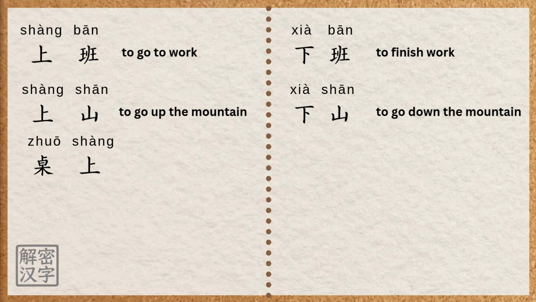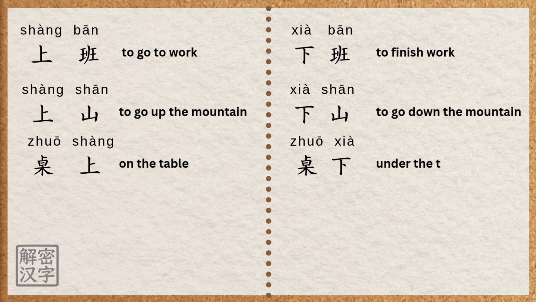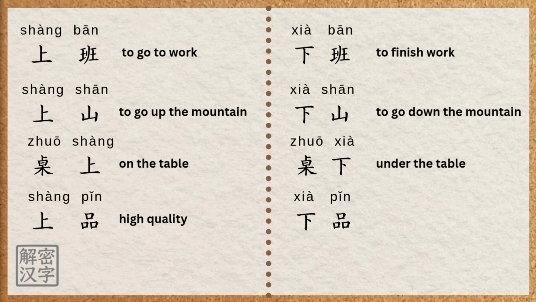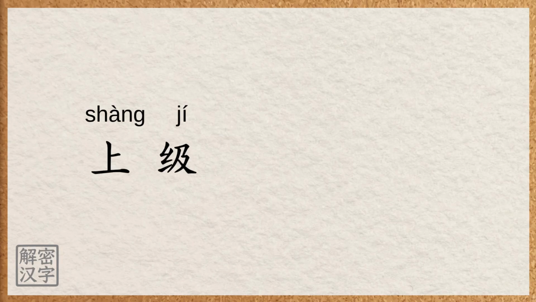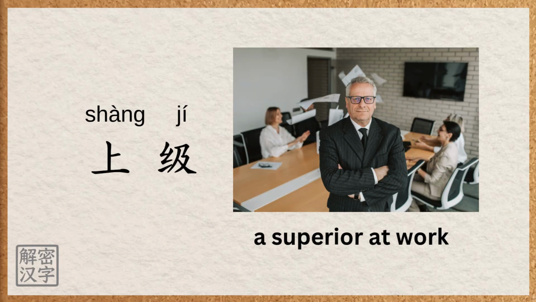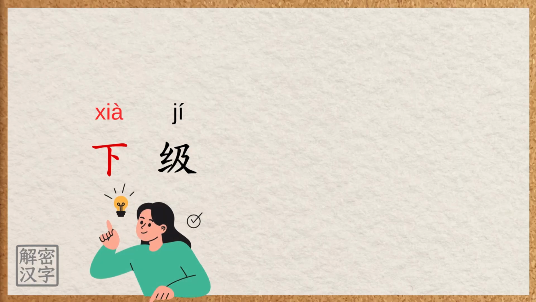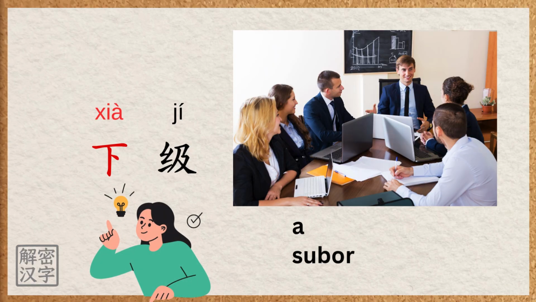桌上 means on the table. 桌下 means under the table. 上品 means high quality. 下品 means low quality. Isn't that interesting? Let's try this example together. 上级 means a superior at work. Now we replace sheng with xia, and we get this word, 下级. Can you guess what this word means? Yes, 下级 means a subordinate. Did you guess it correctly?